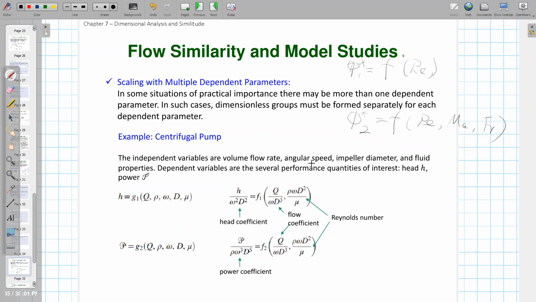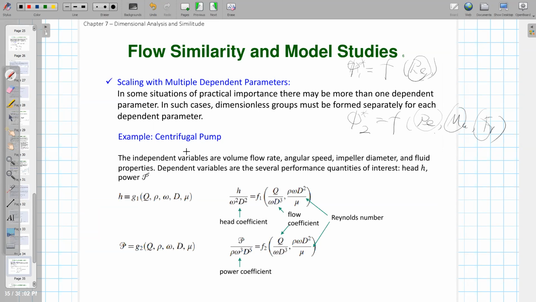If you want to make sure you have similarity for the total flow, you have to make sure all these independent dimensionless parameters you find have the same value. Then you know that both will be similar for the two cases. So it's pretty straightforward.